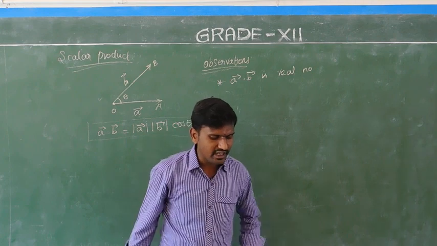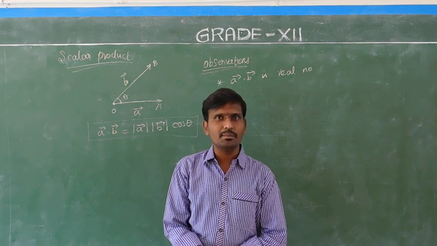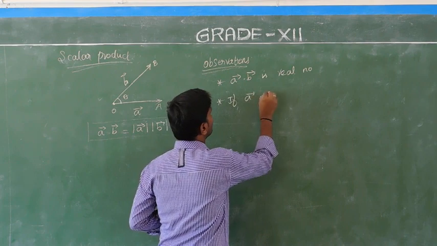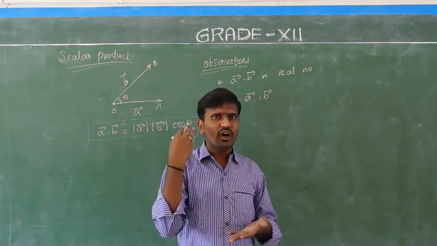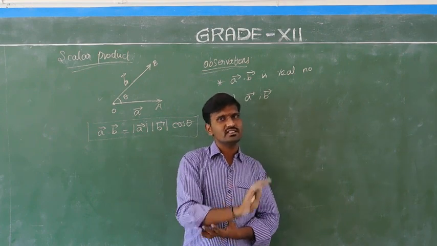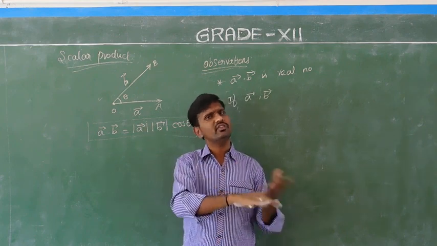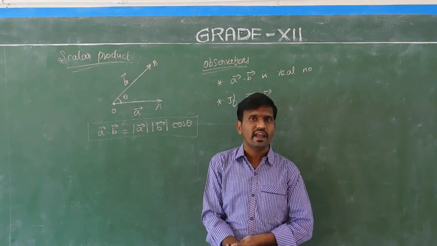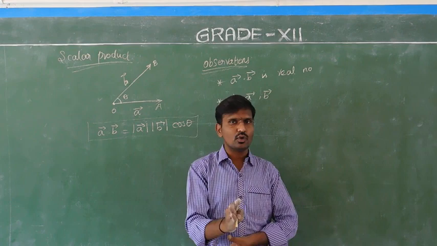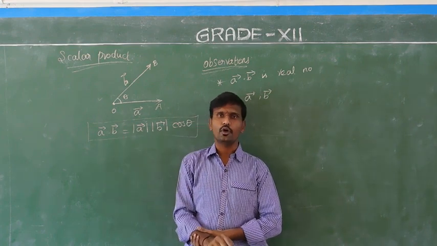The second property is about perpendicular vectors. Suppose A vector and B vector are two non-zero vectors. Why do I mention non-zero vectors? Suppose one vector is non-zero and the other is a zero vector, then zero into anything is zero, it is cancelled. So we can't define the dot product for a zero and non-zero vector. That's why I mentioned that only non-zero vectors are possible for the dot product.